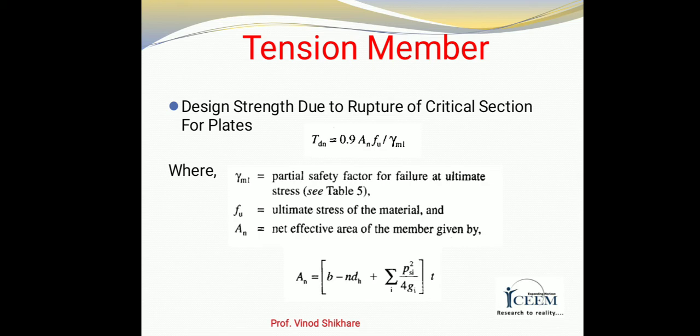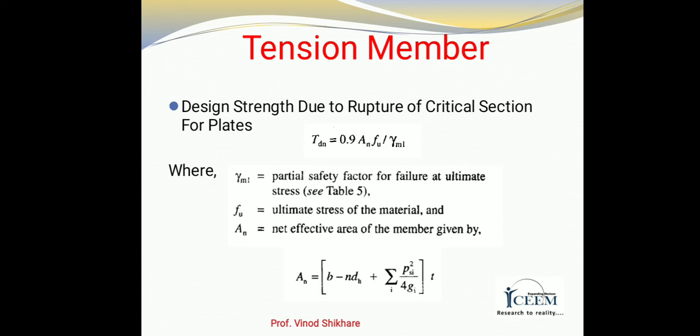net effective area of the member, given by An is equal to B minus n dh plus algebraic summation of psi square divided by 4g into T, where B and T are the width and thickness of the plate respectively, dh is equal to the diameter of the bolt hole, taken as 2 millimeter in addition to the diameter of the hole in case of directly punched hole.